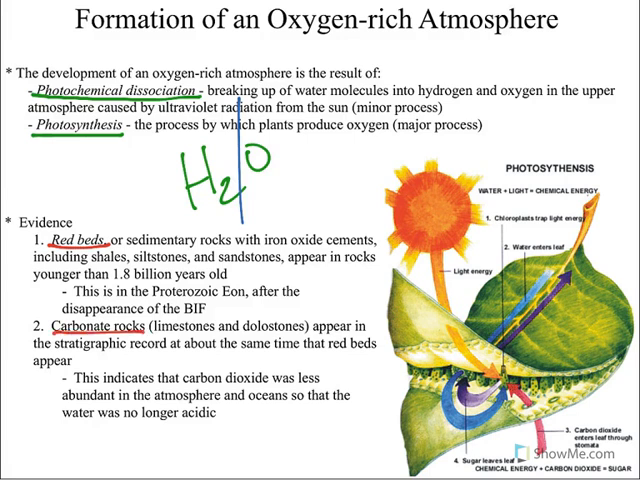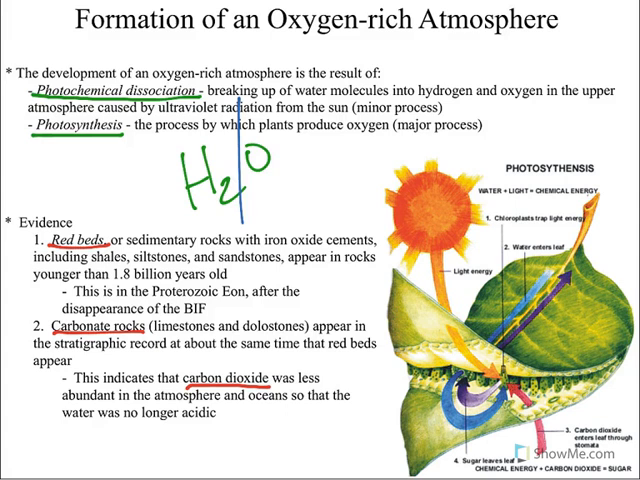The other thing is carbonate rocks, like limestone. We need oxygen in the atmosphere to form our carbonate rocks. Carbonate rocks definitely tell us that we've got photosynthesis going on, that there's less carbon dioxide in the atmosphere, which means that the water is not as acidic. And when the water is not as acidic, then those carbonates can develop. Carbonates dissolve in acidic water, which is essentially how we form caves.